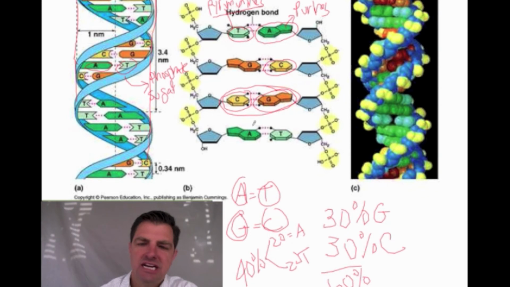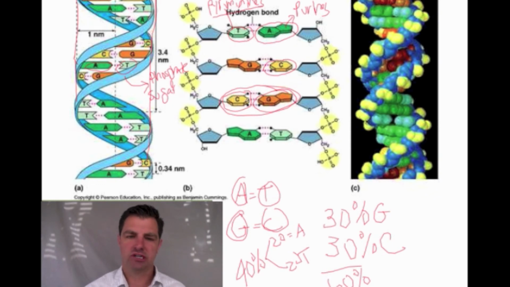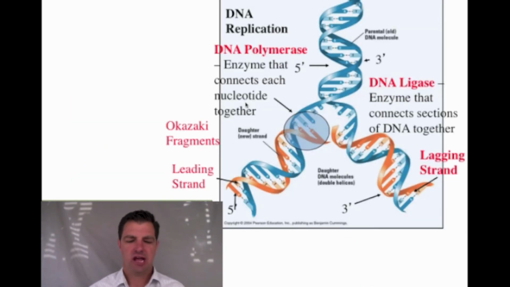So that's my DNA molecule. Again, it's a double helix molecule with my phosphate and sugars like that. And then what really makes one nucleotide different from another is the nitrogenous base. And again, adenine's always pairing up with thymine, and guanine's always pairing up with cytosine.